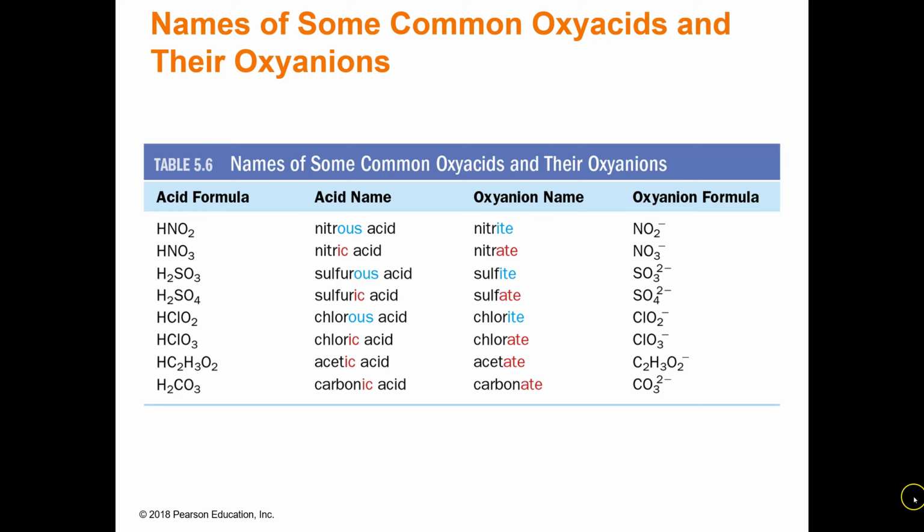Here's a cheat sheet of common oxyacids and their corresponding oxyanions. For instance, HNO3 is nitric acid from the nitrate ion, NO3-. H2SO4 is sulfuric acid from the sulfate ion, SO4 2-. H2SO3 is sulfurous acid from sulfite, SO3 2-. Knowing these pairs helps you go back and forth between names and formulas quickly.